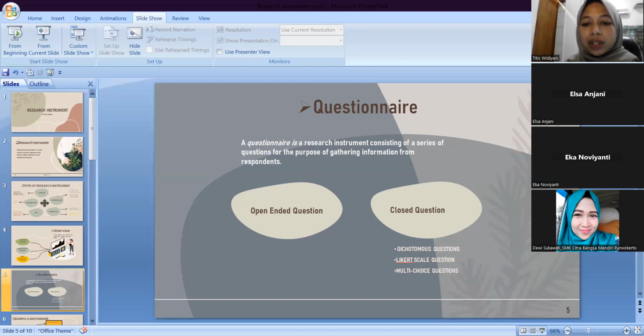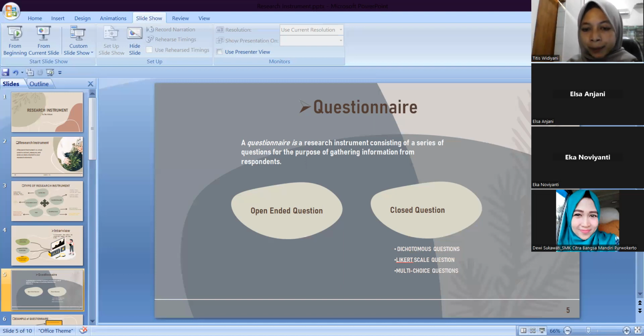Closed question is divided into three. The first is dichotomous question. It is the kind of question that provides two possible answers. Like when you see a question with the answer of yes or no, disagree or agree, true or false, fair and unfair. It's about the dichotomous question.